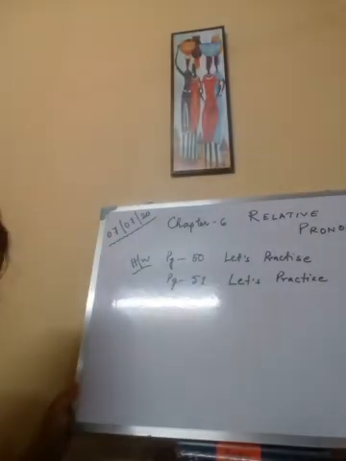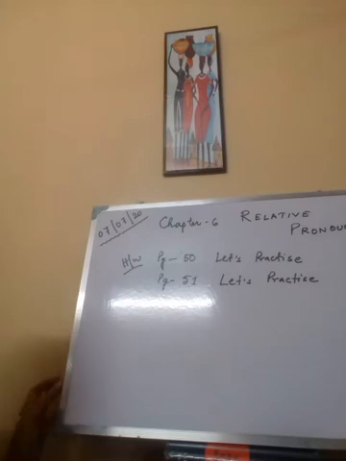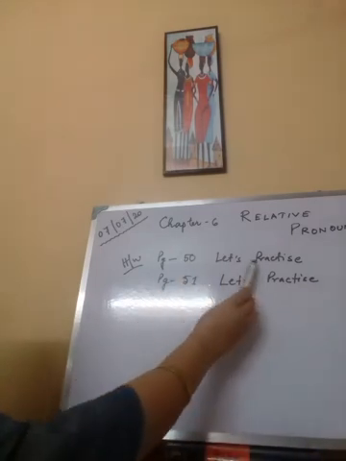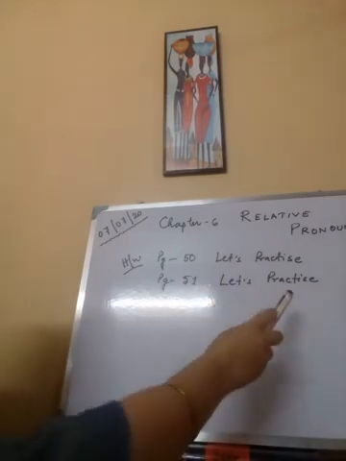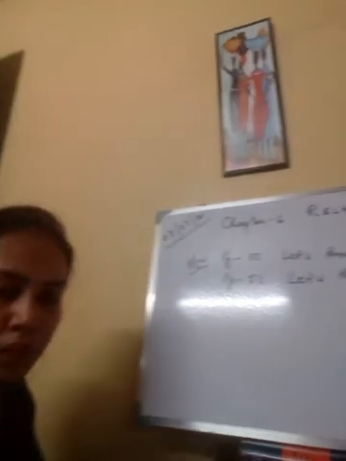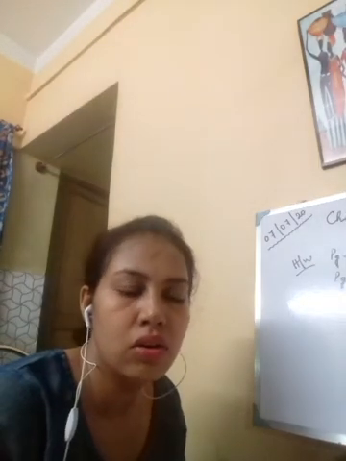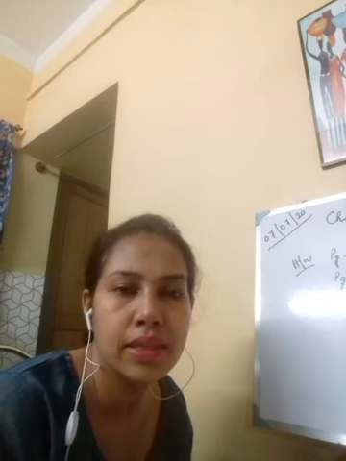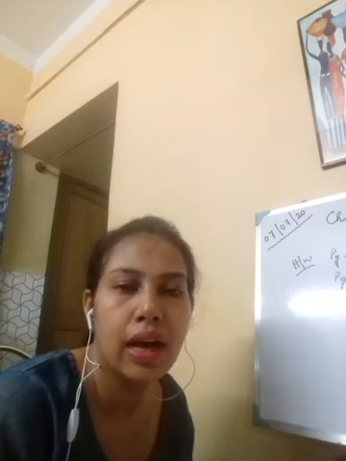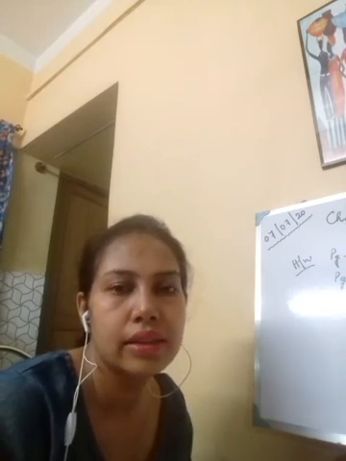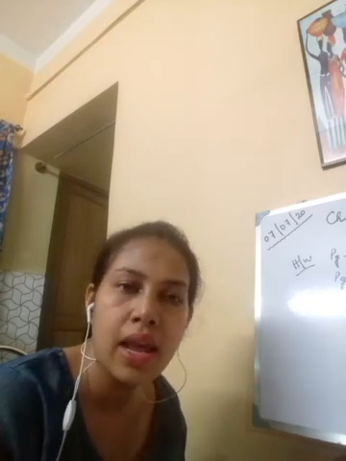Apart from this, there are two exercises, children. One is on page 50, Let's Practice, and another on page 51, Let's Practice. These will be homework for you. Write down the answers in your book itself using a pencil. I will be sending you the answer key so that you can verify your answers with mine and make the necessary corrections.